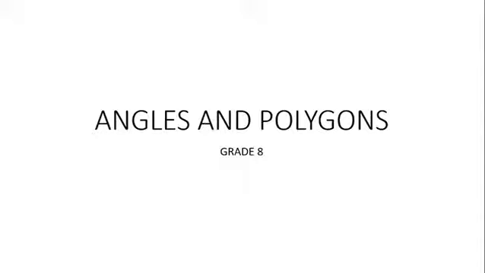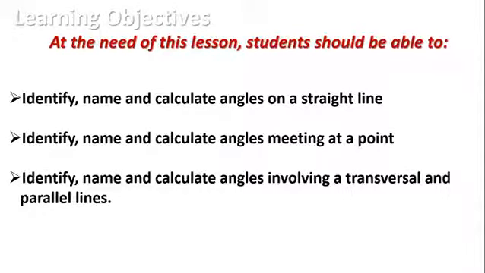Now in this video, the objectives that we have will be that at the end of the video you should be able to identify, to name, and to calculate angles on a straight line. Secondly, you should be able to identify and name and calculate angles meeting at a point. And finally, you should be able to identify and name and calculate angles involving a transversal and involving parallel lines.